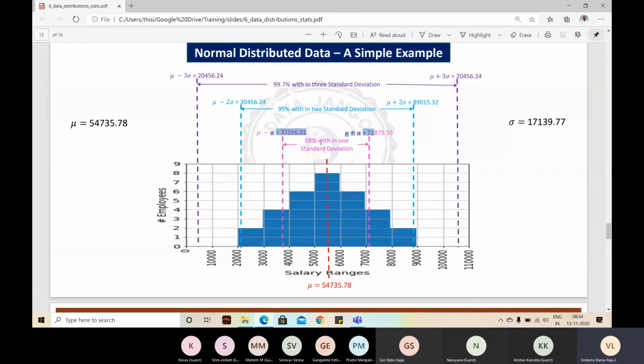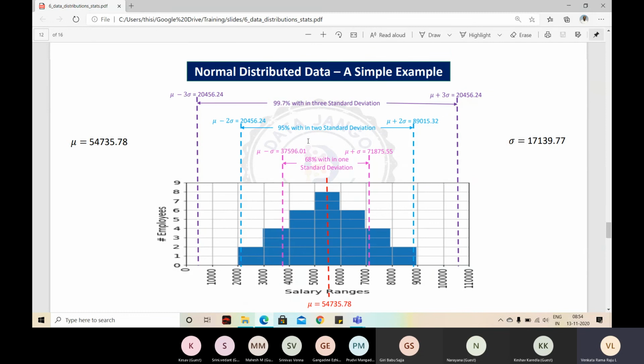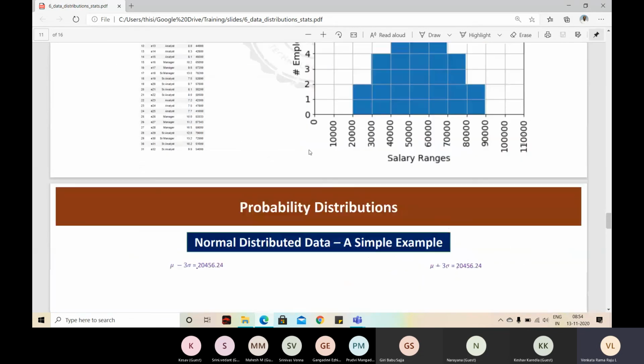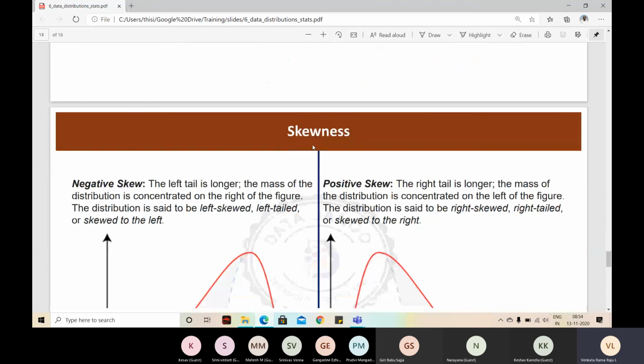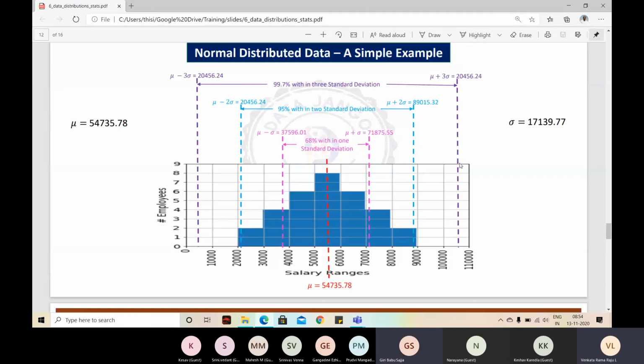Did you get that point? 68% of these employees. How many employees are there? 30 employees. 68% of 30 is how much? I think I have it in the sheet. 3 sevens are 21, so around 20, 19 or 20. 19 employees' salaries are going to be within this range.